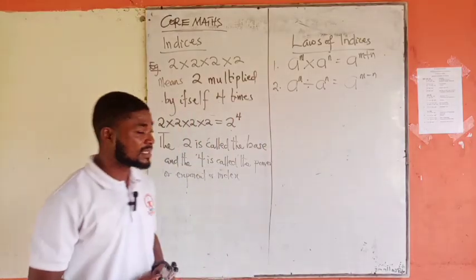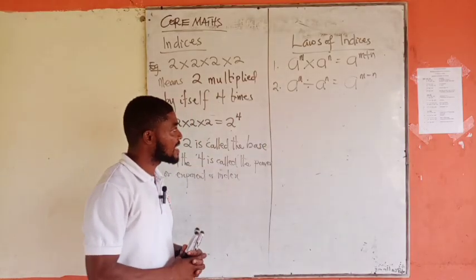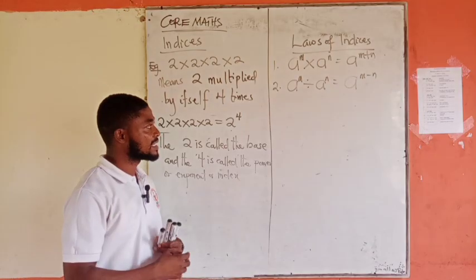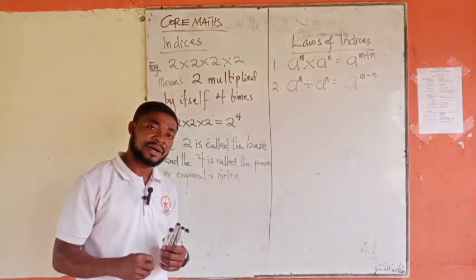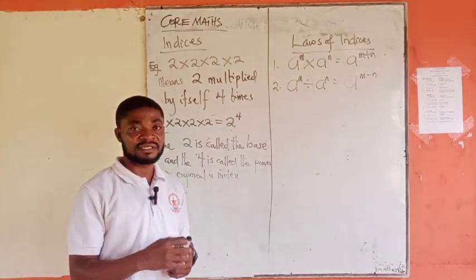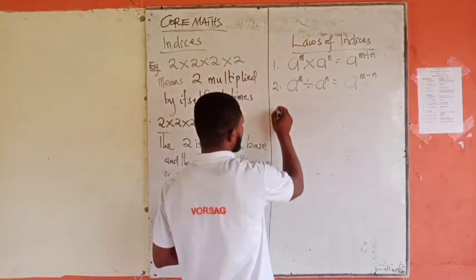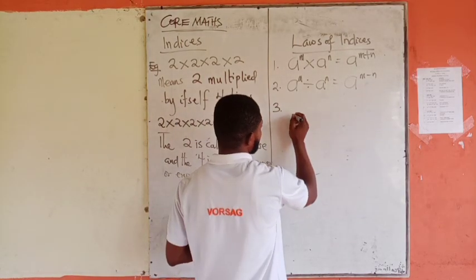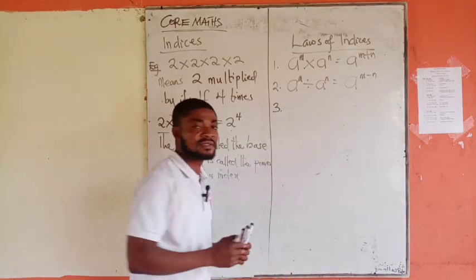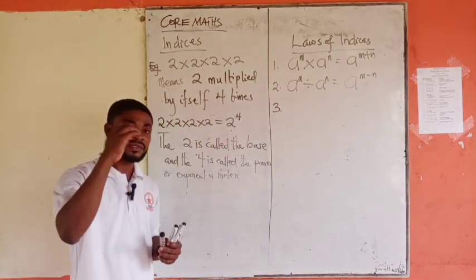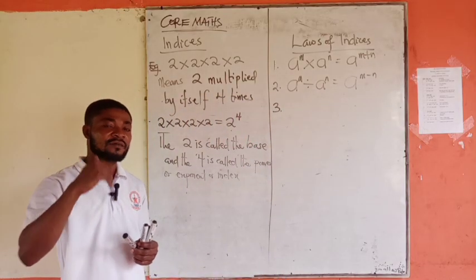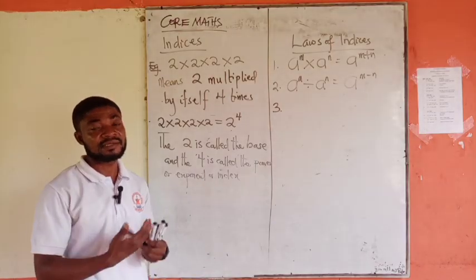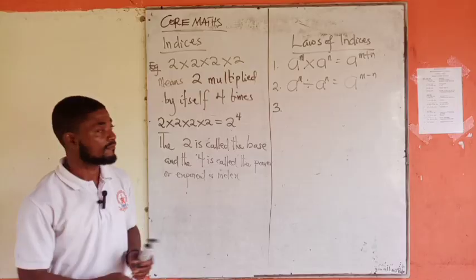The second one says that when we have a exponent m divided by a exponent n, they share the same base over here as well. We subtract the powers if it is division. So with the division, either you see the division sign or you see over. So let's say A over A. When you see something like that, it still means the division.